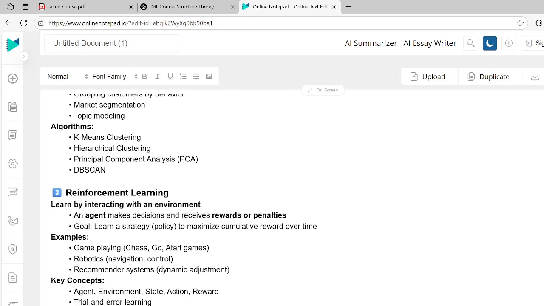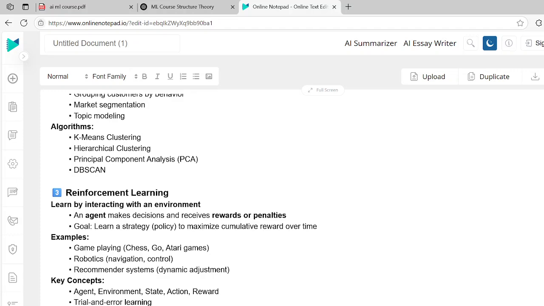And lastly we have reinforcement learning. In this we learn by interacting with an environment directly. Alright. An agent makes decisions and receives rewards or penalties. Goal: to learn a strategy, or a policy, to maximize cumulative rewards over time.